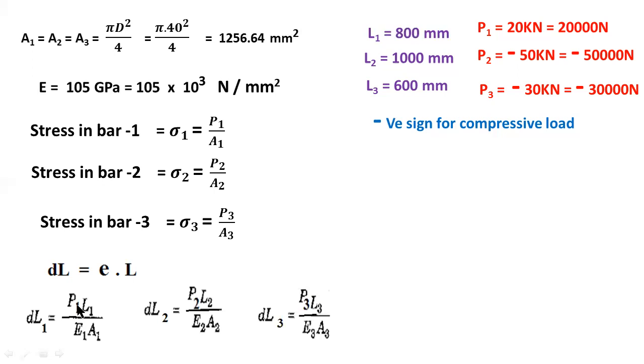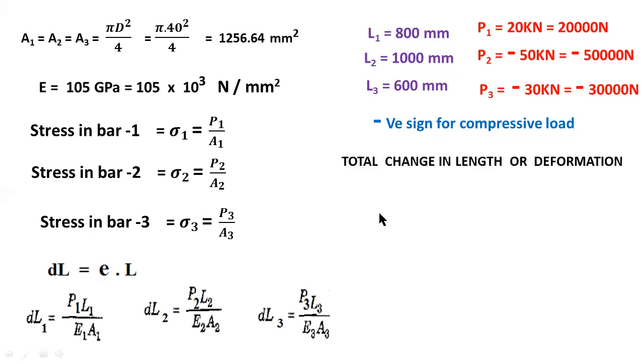Here P1 is the tensile load, so there is an increase in length in bar AB. But P2 and P3, these two are compressive loads, so there is compression in length. Compression in length due to compressive loads. So here positive length, here negative length: positive for tensile, negative for compression.